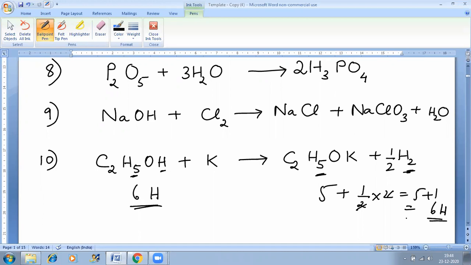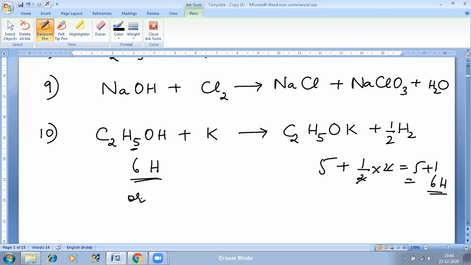Let's look at potassium. K is potassium. 1 atom, here also 1 atom. So potassium is balanced. Oxygen. 1 atom of oxygen here, 1 atom of oxygen here. So oxygen also is balanced. Now it's balanced completely.